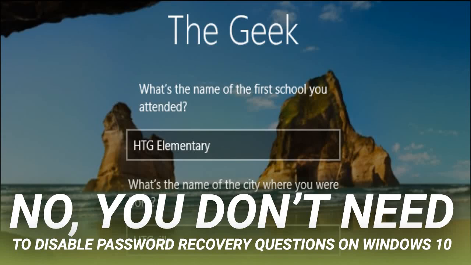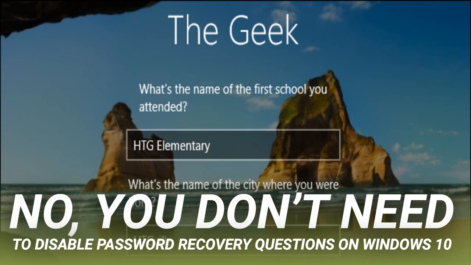No, you don't need to disable password recovery questions on Windows 10. Recently, a group of researchers described a scenario wherein password recovery questions were used to break into Windows 10 PCs. This has led to some suggesting disabling the feature. But you don't need to do this if you're a home computer user. So, what's going on here?